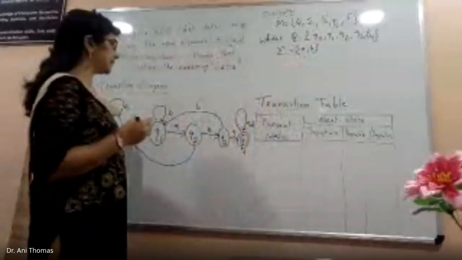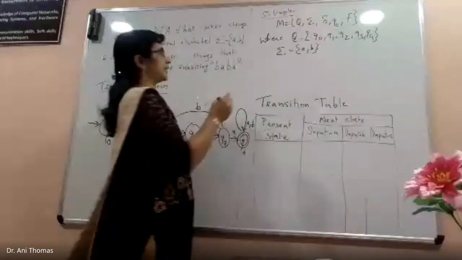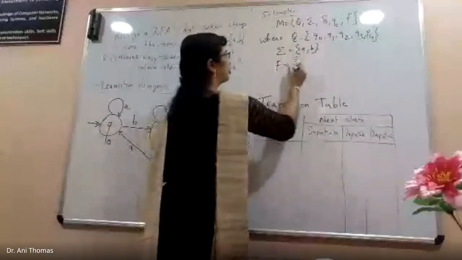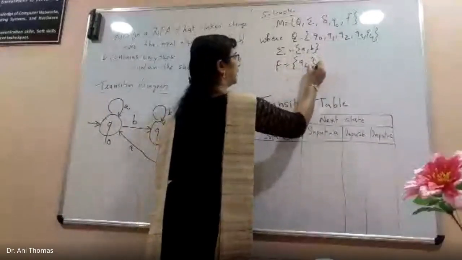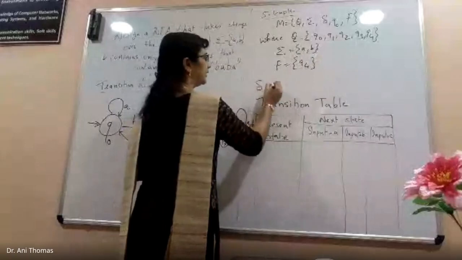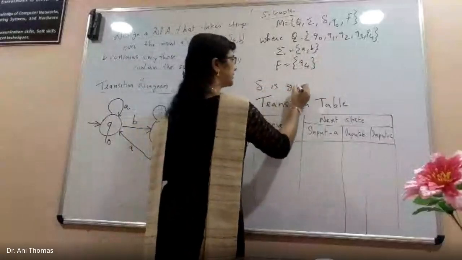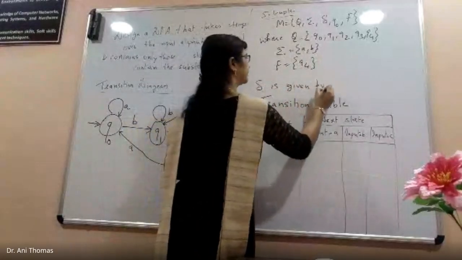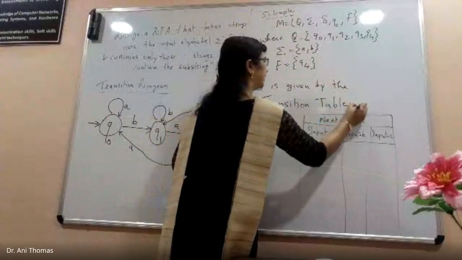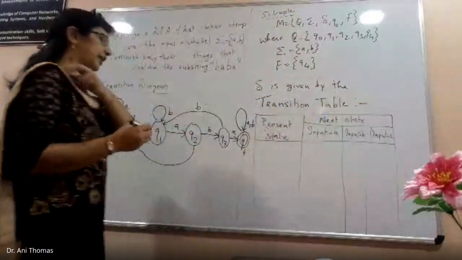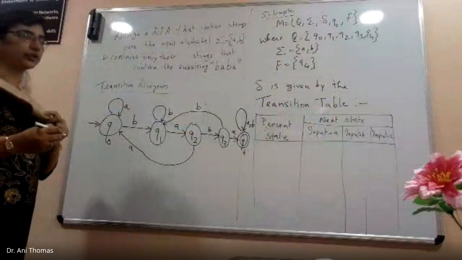Q0 is the initial state, final state is Q4. And del is given by the transition table. How will we make the transition table for this?